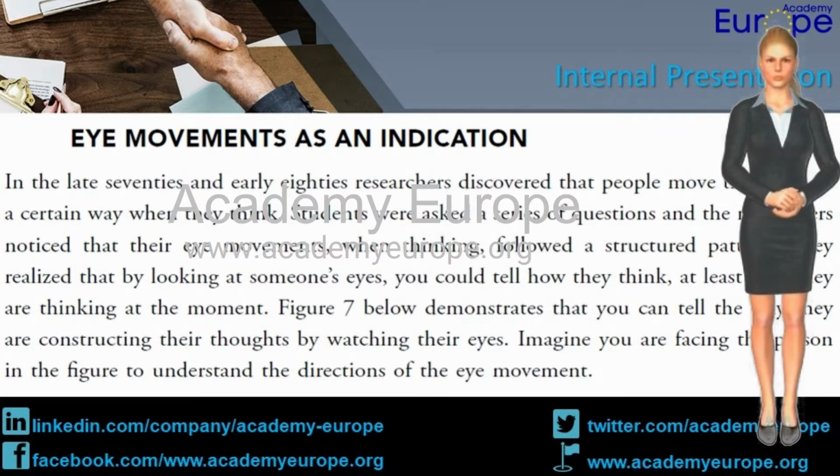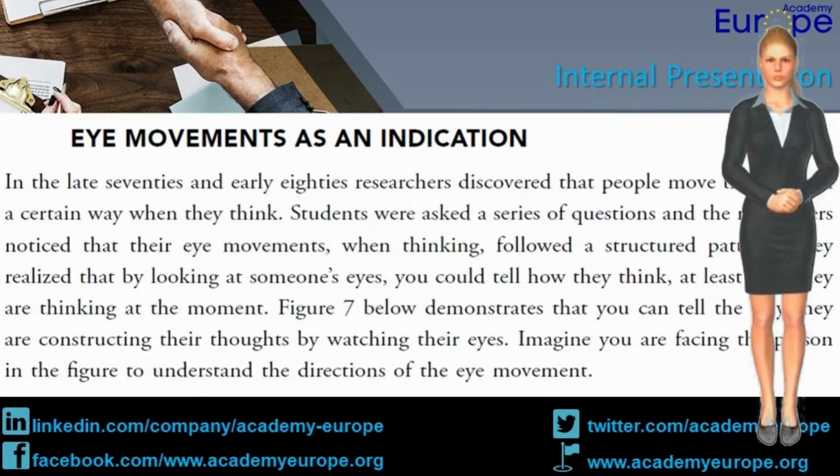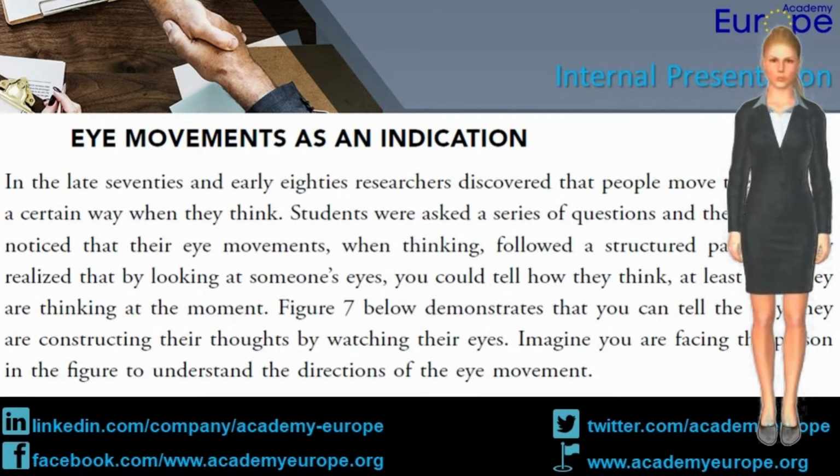Eye movements as an indication. In the late 70s and early 80s, researchers discovered that people move their eyes in a certain way when they think. Students were asked a series of questions and the researchers noticed that their eye movements, when thinking, followed a structured pattern. They realized that by looking at someone's eyes, you could tell how they think, at least how they are thinking at the moment.